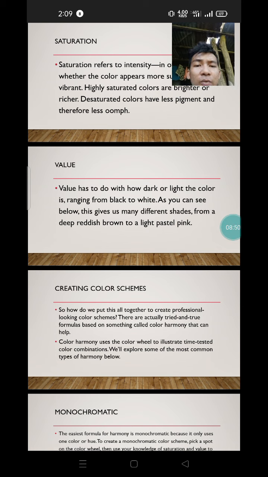Value has to do with how dark or light the color is, ranging from black to white, as you can see below. This gives you many different shades, from a deep reddish brown to a light pastel pink.